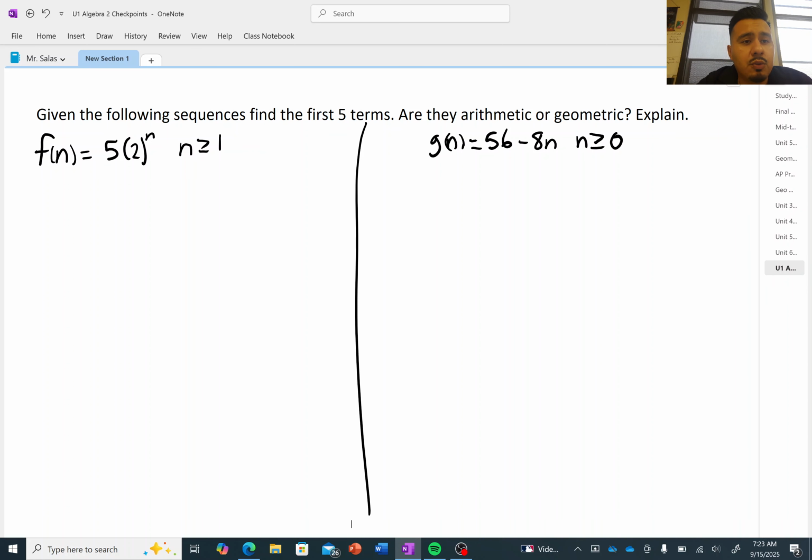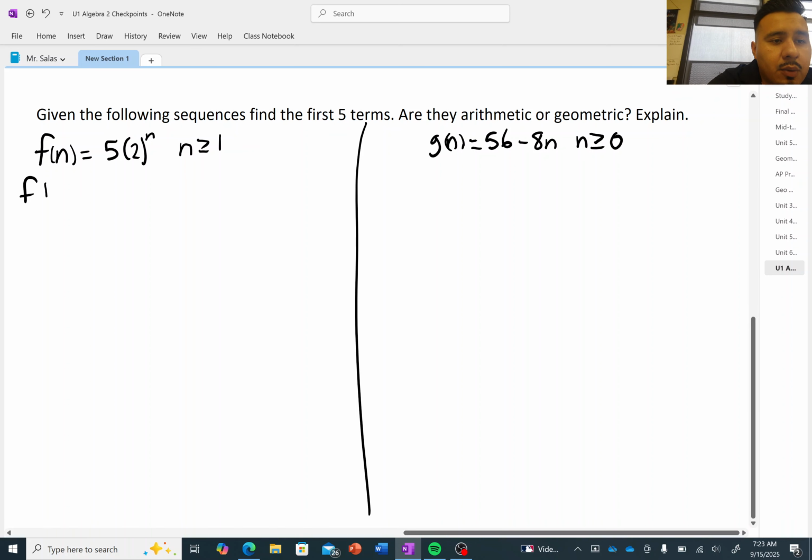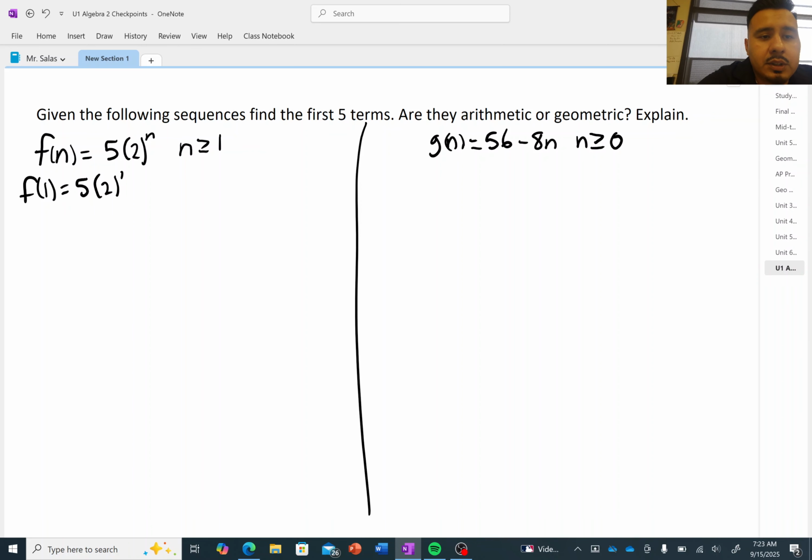f of n is equal to 5 times 2 to the power of n, where n is greater than or equal to 1. So that means we have to start by plugging in a 1. So if I start by plugging in a 1, I'm going to get f of 1 is equal to 5 times 2 to the power of 1, which is going to be equal to 5 times 2, because 2 to the power of 1 is still 2. So 5 times 2 is 10. So that's my first number, 10. Okay? I'm going to underline my numbers of the sequences, okay?